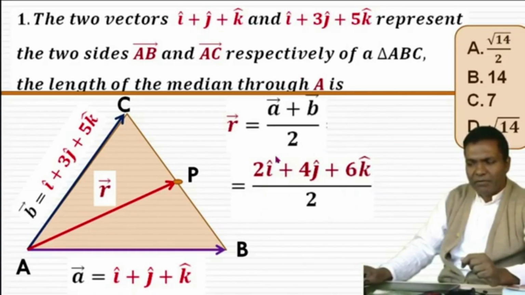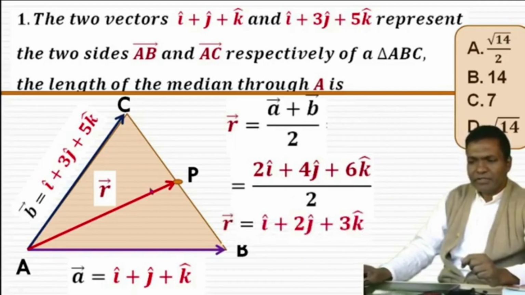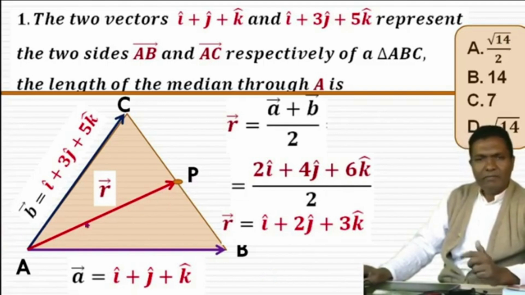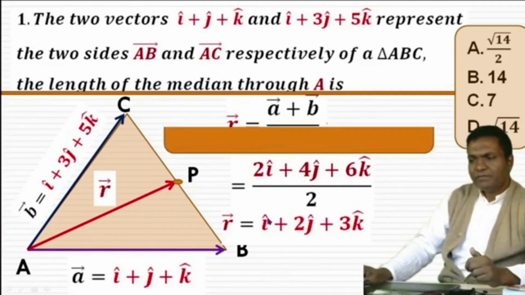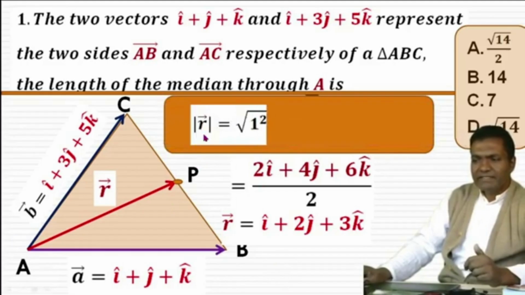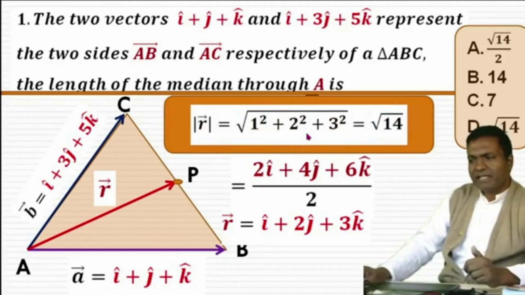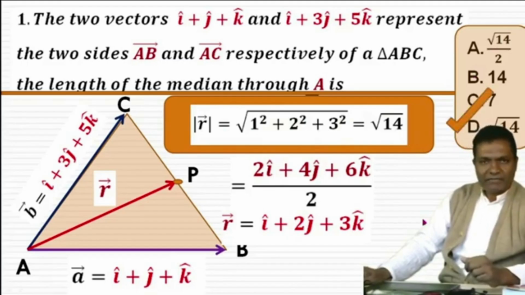If we divide it by 2, we get i plus 2j plus 3k. Okay, so this is your R vector. Now we can find the magnitude of this. That will be the length of this vector, or median you can say. So the median is the magnitude of this vector, that is, the square root of 1 square plus 2 square plus 3 square, which equals root 14. So answer D is the correct one.